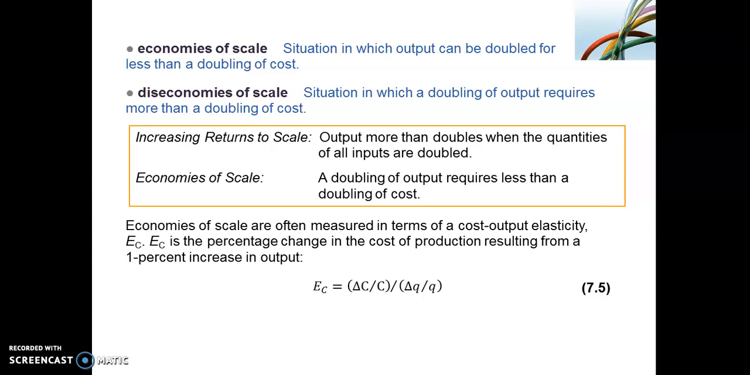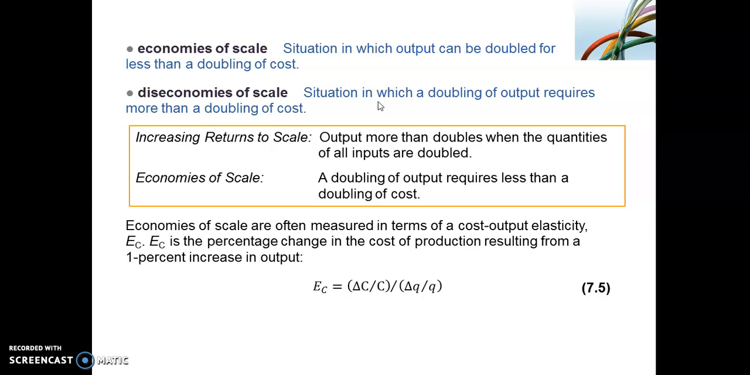So, you double your inputs, all inputs, labor and capital, and output more than doubles, right? Whereas with economies of scale, there is a doubling of output that requires a less than doubling of cost. So here we're relating it to the cost of those inputs. A firm could, for instance, experience increasing returns to scale and economies of scale.